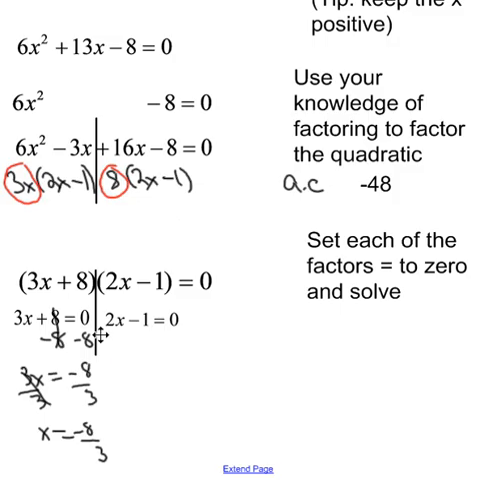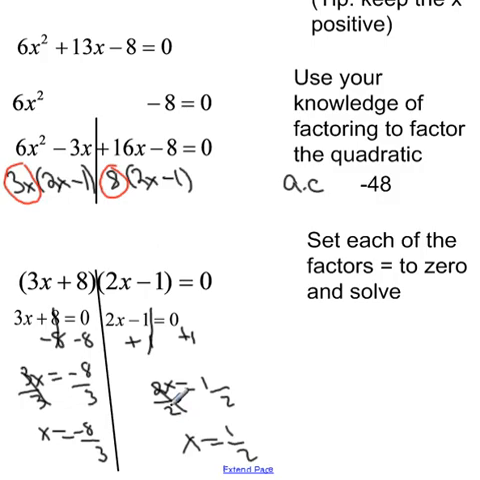And now you do the other one. So add 1 here, add 1 here. You get 2x equals 1. Divide both sides by 2. And you get x equals 1/2. So those are the final answers.